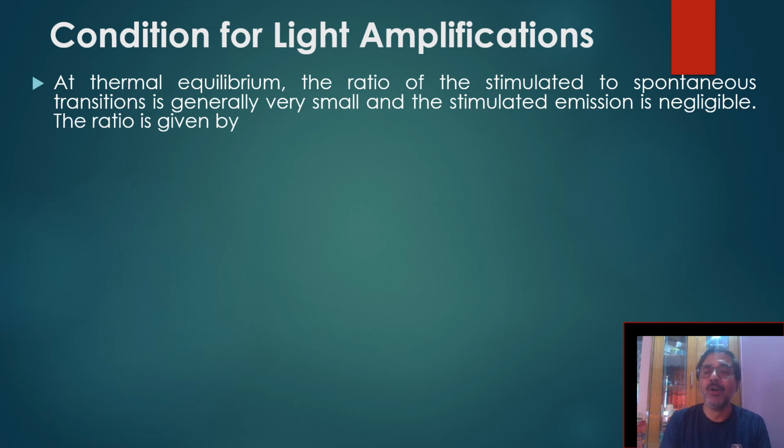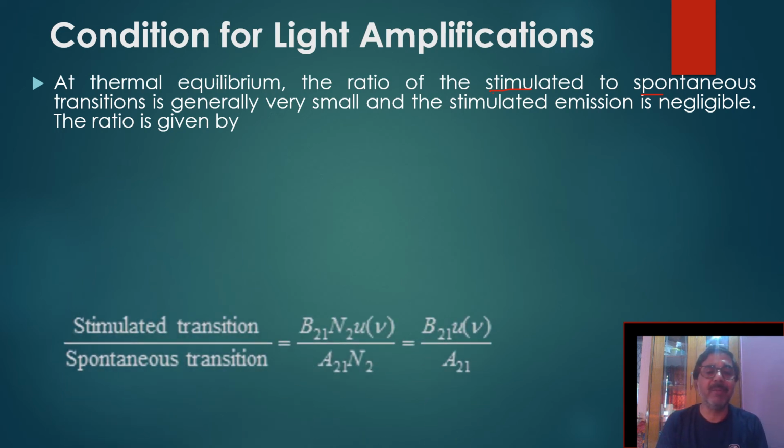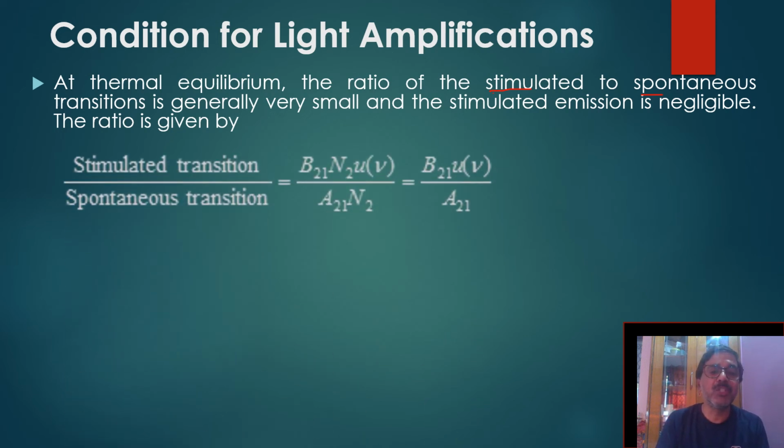So let us see what is the ratio of the stimulated to spontaneous, and then we'll understand how we can increase the stimulated and how we can decrease the spontaneous. This is given by stimulated emission upon the spontaneous emission. Stimulated emission is directly proportional to the number of atoms, which is N2, and energy density U nu. And spontaneous emission is only directly proportional to the number of atoms N2. Here B21 and A21 are constants, right?